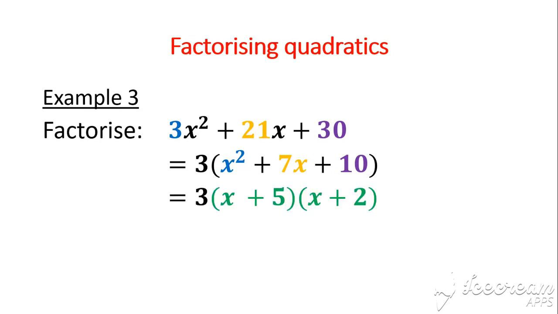Now we can take what's in the brackets, the x squared plus 7x plus 10, and we can factorise that into two brackets after this. So the 3 stays out the front, and we end up with x plus 5 and x plus 2. Again, it doesn't matter which, you can have x plus 5 and x plus 2, or x plus 2 and x plus 5.